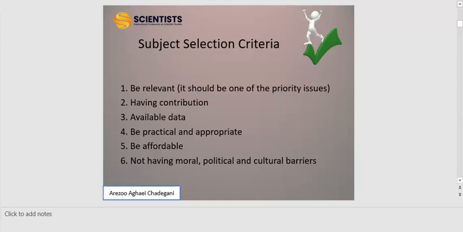Number six, not having moral, political, and cultural barriers, because you may face lots of problems in the research process, especially in collecting your data.